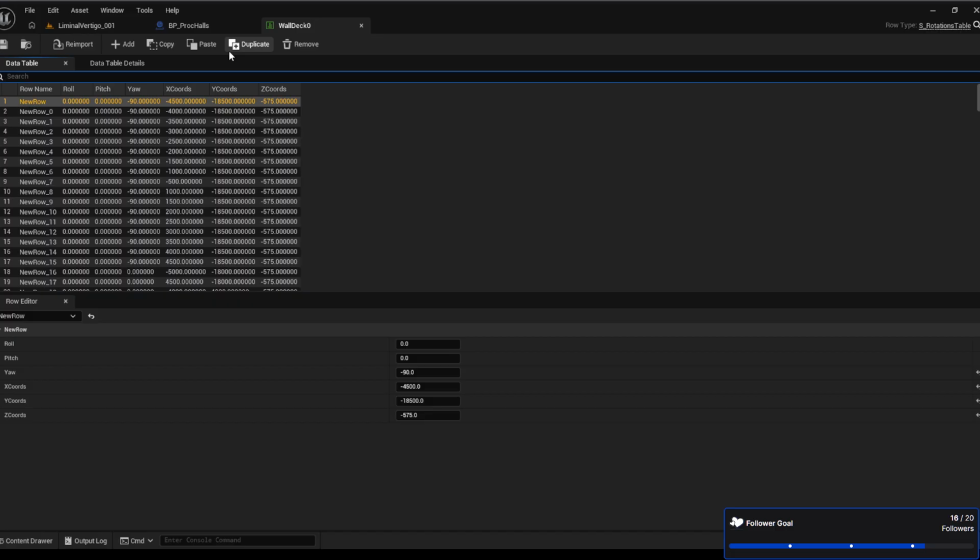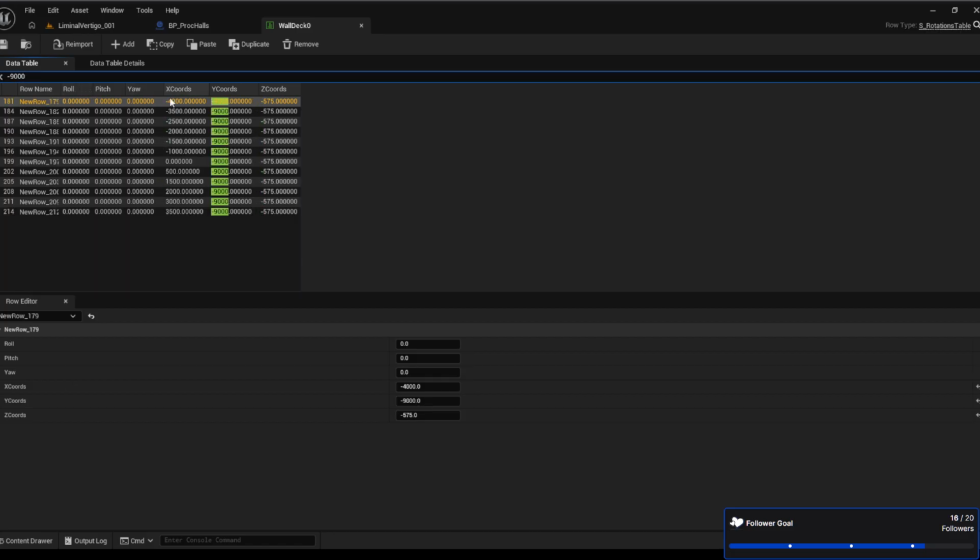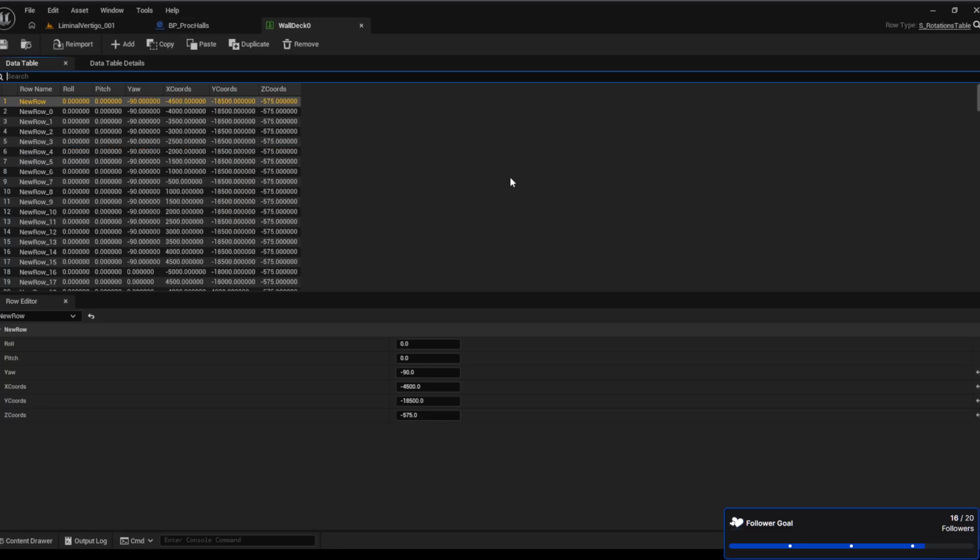Alright. Now I look for negative 9,000. This negative 4,000 becomes negative 3,500. This one becomes negative 3,000. This becomes negative 1,000. And this becomes negative 500. Save. That's it for that for now. Alright, what else?